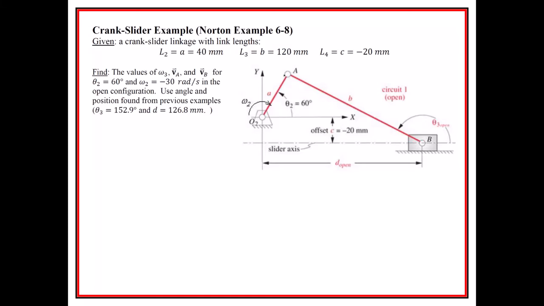All right, so we're continuing on with class 15 content, and here's an example of a crank slider.